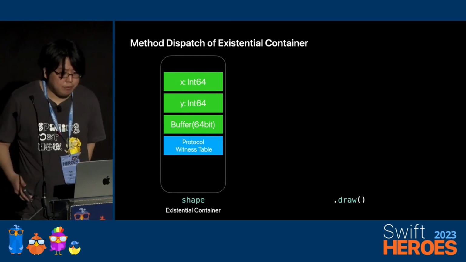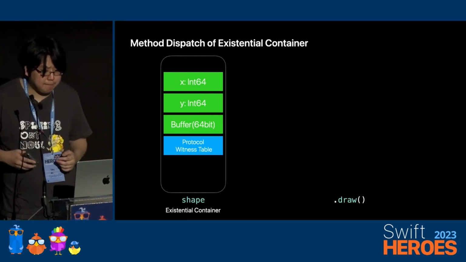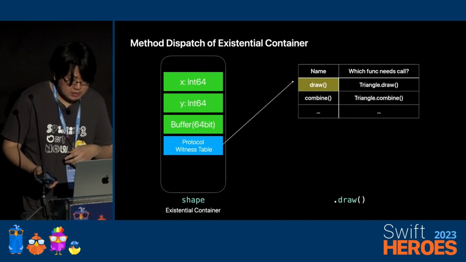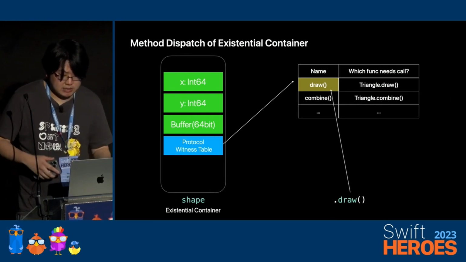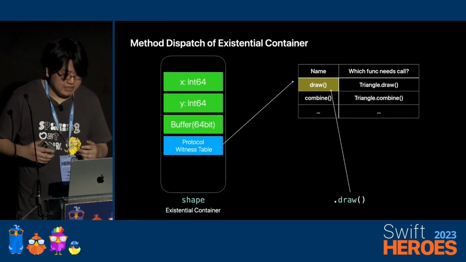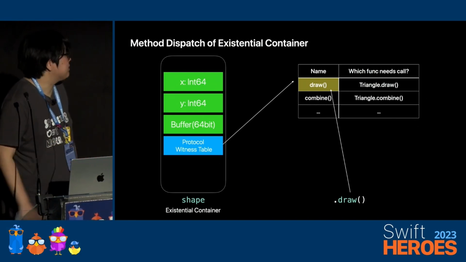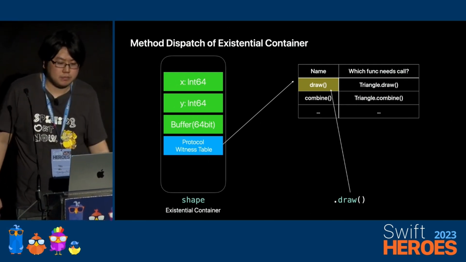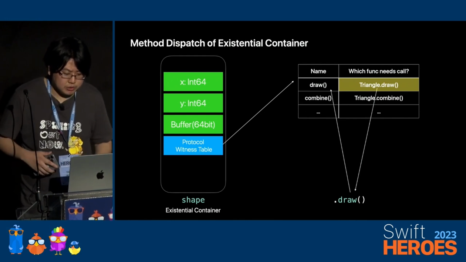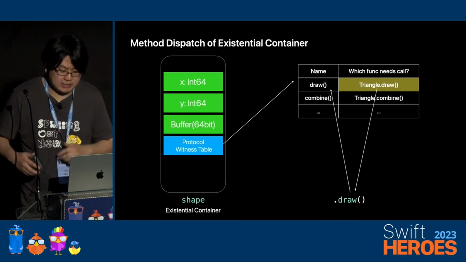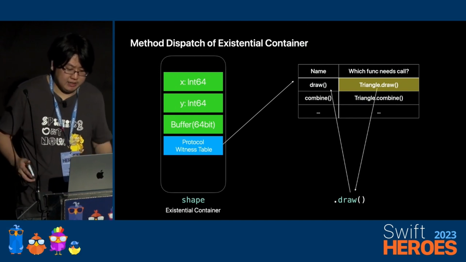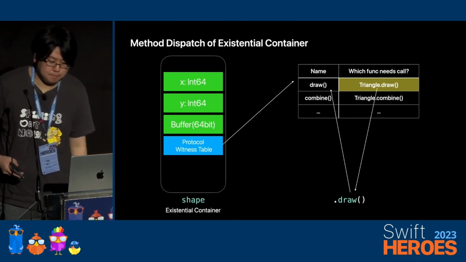Next, let's see what happens when we call the draw function from an existential type object. First, the protocol witness table is referenced, and the implemented function is searched from the table. We can think of the witness table as a dictionary, and shape.draw is the key of the dictionary. Next, triangle.draw is found as the implementation for the draw function, and it is called correctly. Determining which function to call at runtime in this way is called dynamic method dispatch.